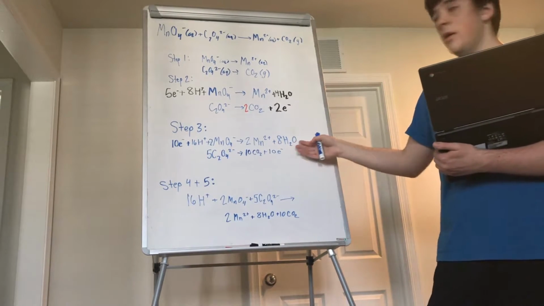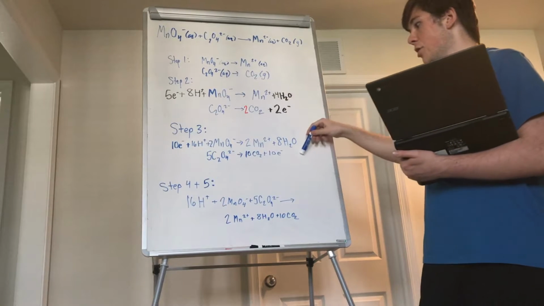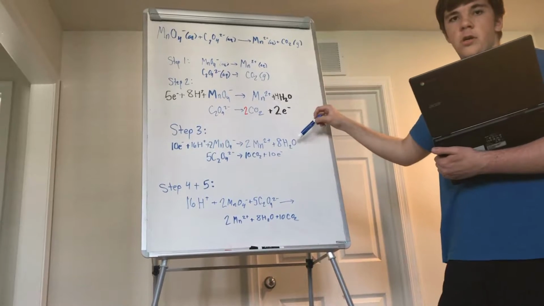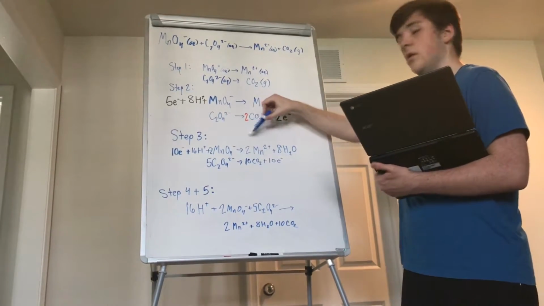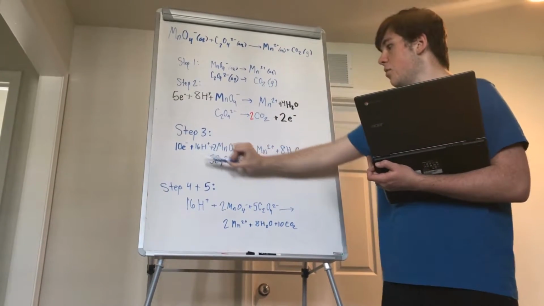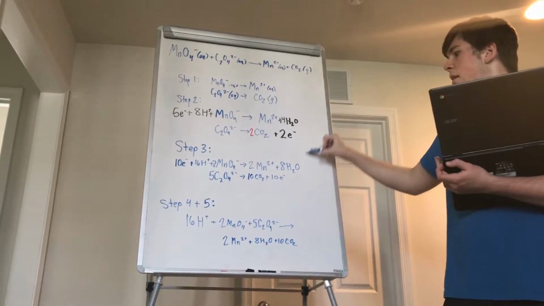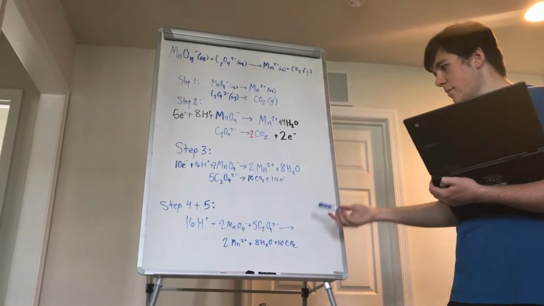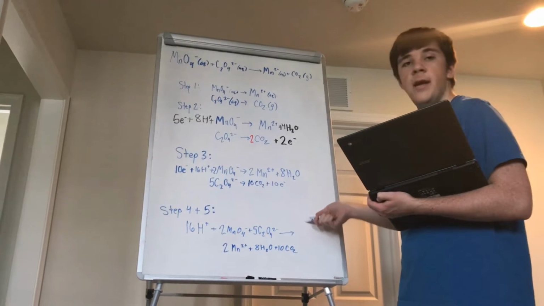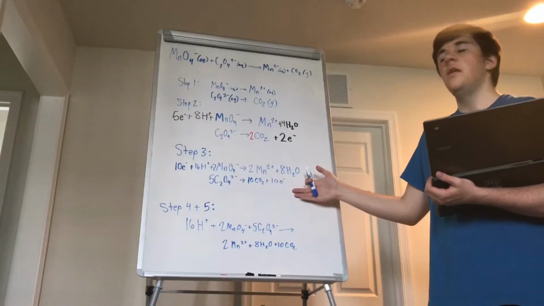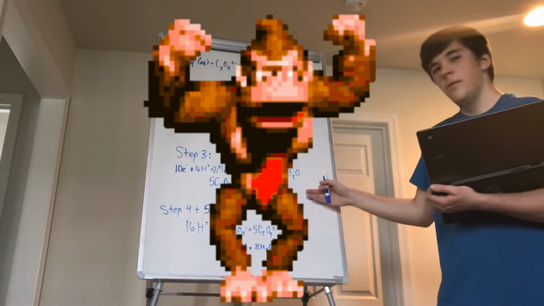In step 3, we multiply each half reaction to cancel out the electrons on either side of the two half reactions. So for the top one, we multiplied by 2, and the bottom one we multiplied by 5. In steps 4 and 5, we combined the half reactions and subtracted and got rid of the electrons as they cancel out. So yeah, that's it.